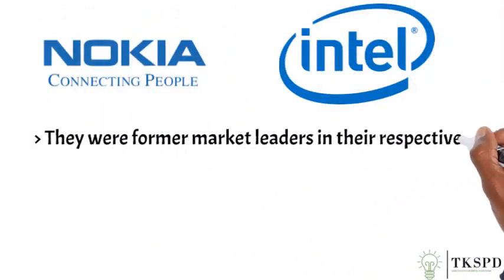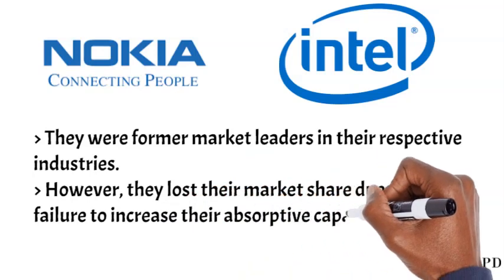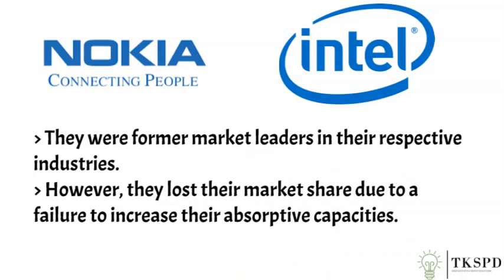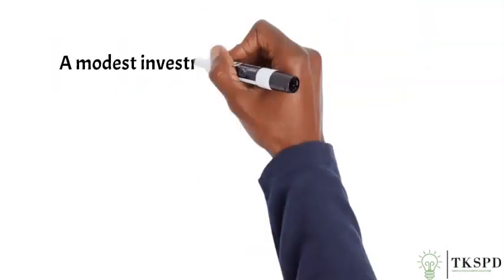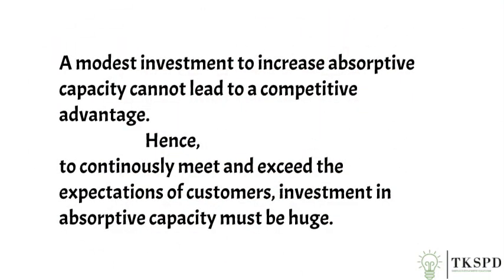This explains what happened to Nokia and Intel, 2 former market leaders who failed to catch up with the new technologies in their respective industries, leading to the loss of market share to new entrants. In addition, firms who have a modest investment in their absorptive capacity tend to become reactive in meeting market needs, and this may not lead to a competitive advantage. Hence, firms who intend to be able to predict and continuously satisfy the requirements of their customers must invest in their absorptive capacity.